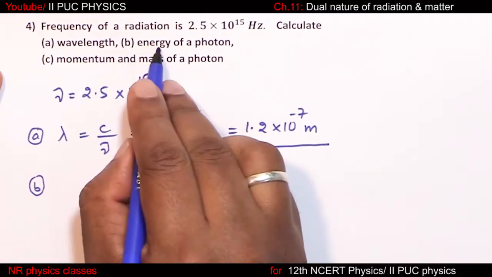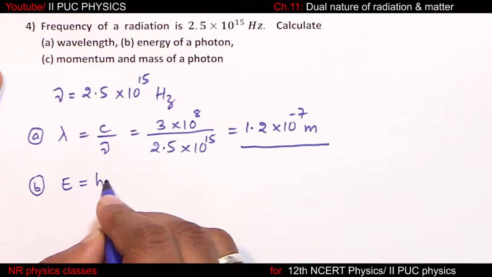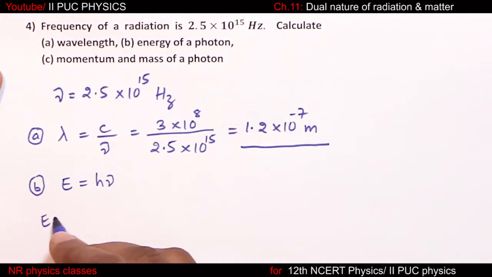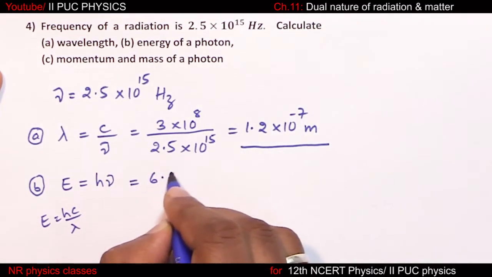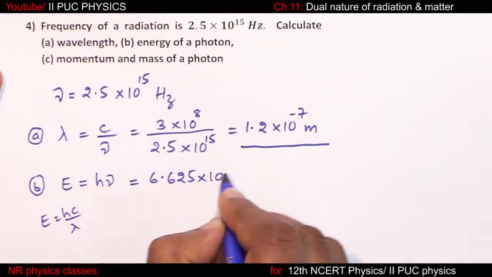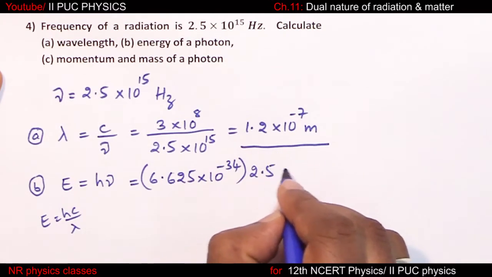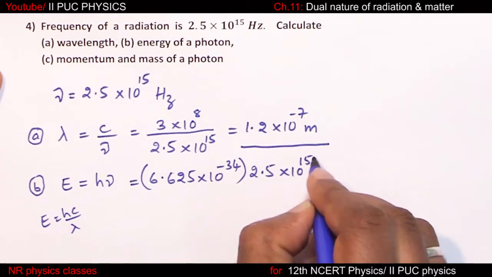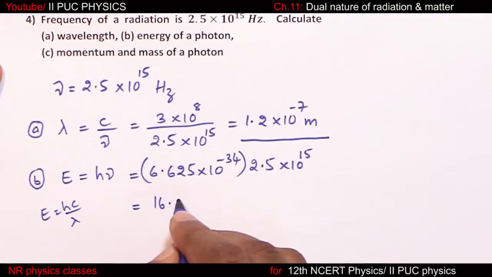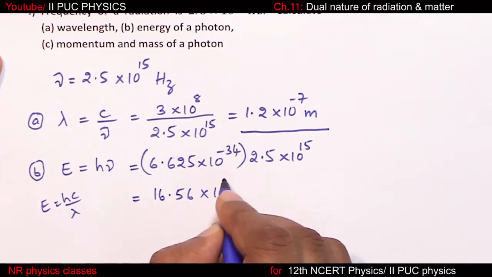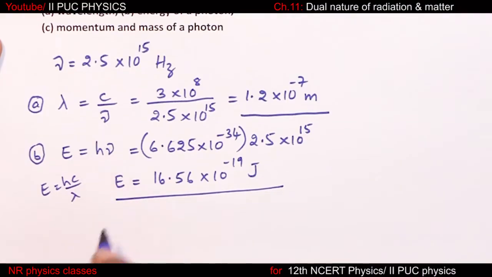Next, energy of a photon. So energy of a photon is h nu. You can also use E equal to hc by lambda. Okay, h nu, 6.625 × 10^-34 into frequency 2.5 × 10^15 equal to 16.56 × 10^-19 joule. This is energy of a photon.